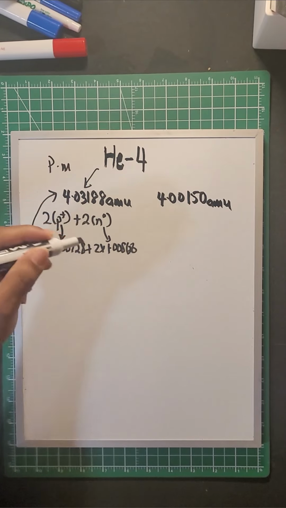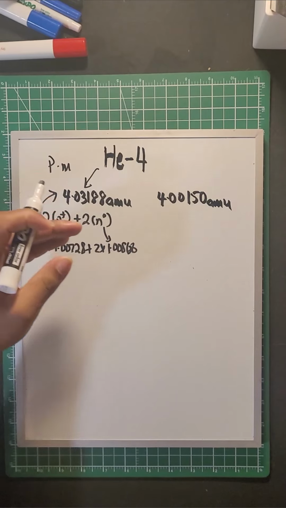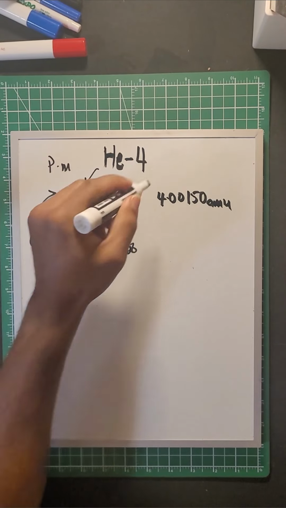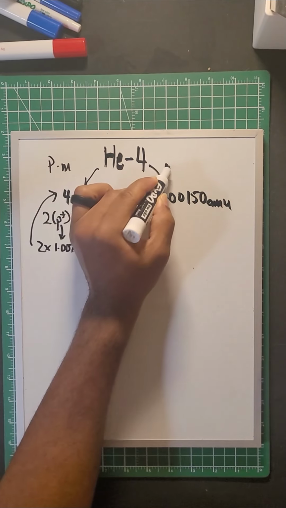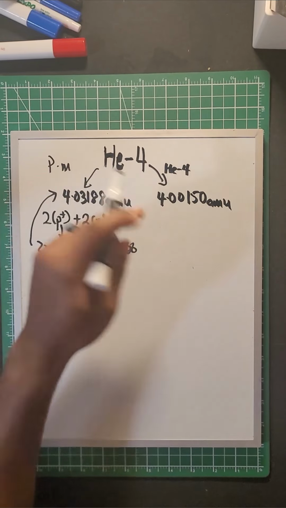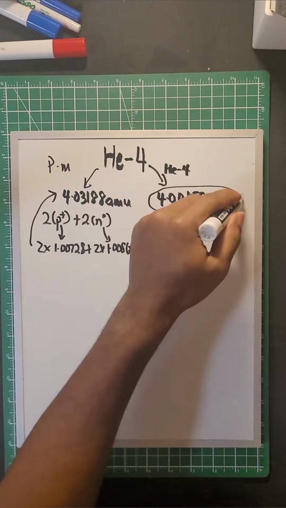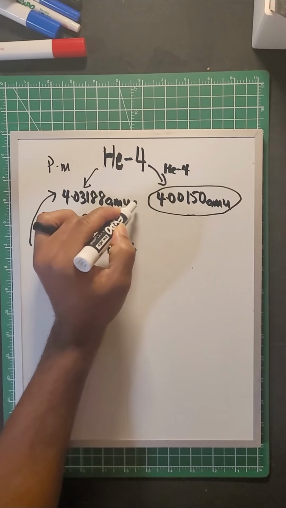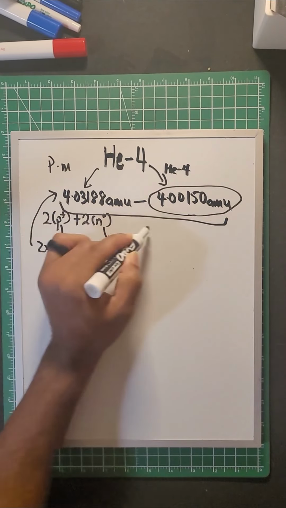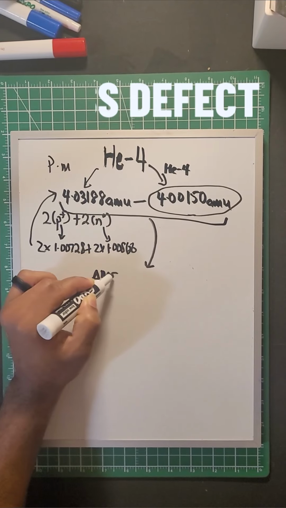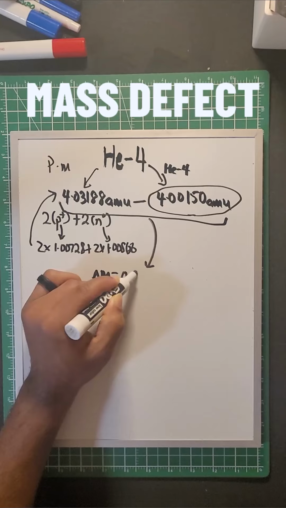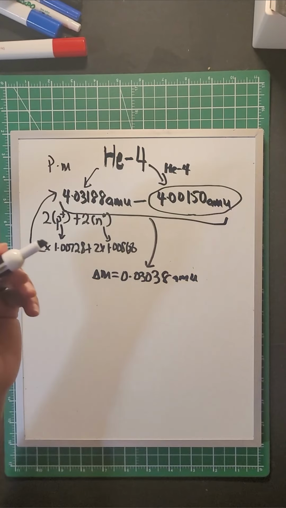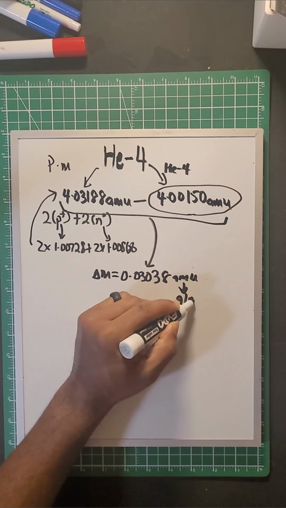The reason why is because, based on the nuclear binding energy, the mass difference between the particle mass, in this case this here, and the actual mass of helium-4, if you look at it on the internet, is around this number, atomic mass unit. This here is the isotope definition of helium-4. Therefore, once you subtract these two numbers, that allows us to determine the mass difference, which is around 0.03038 atomic mass unit.